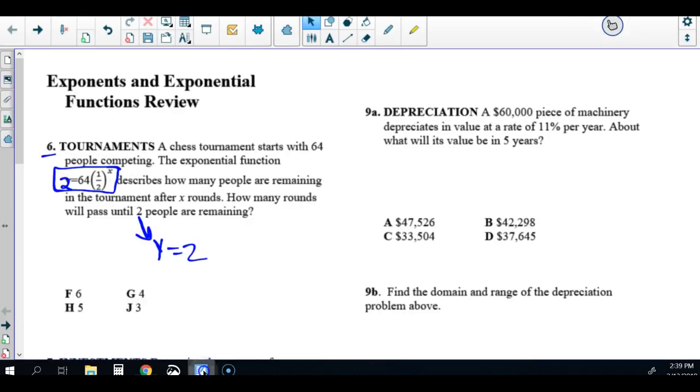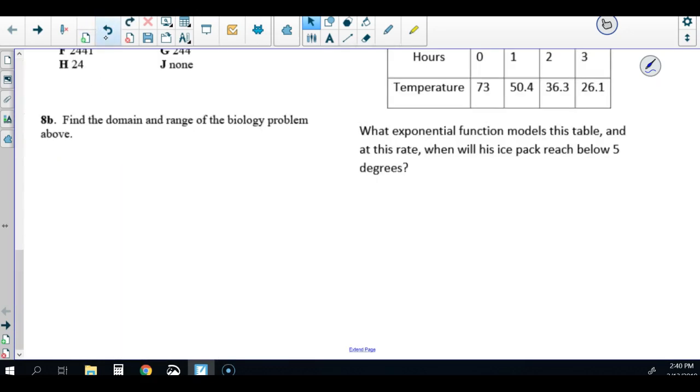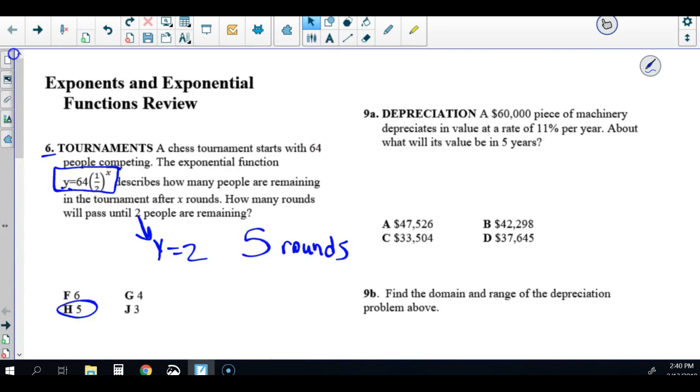So that will be 5 rounds. Another way of thinking of that, it's starting at 64 and halving every round. So it goes from 64, to 32, to 16, to 8, to 4, to 2. So 1 round, 2 rounds, 3, 4, 5 rounds. 5 rounds, that is answer choice H.